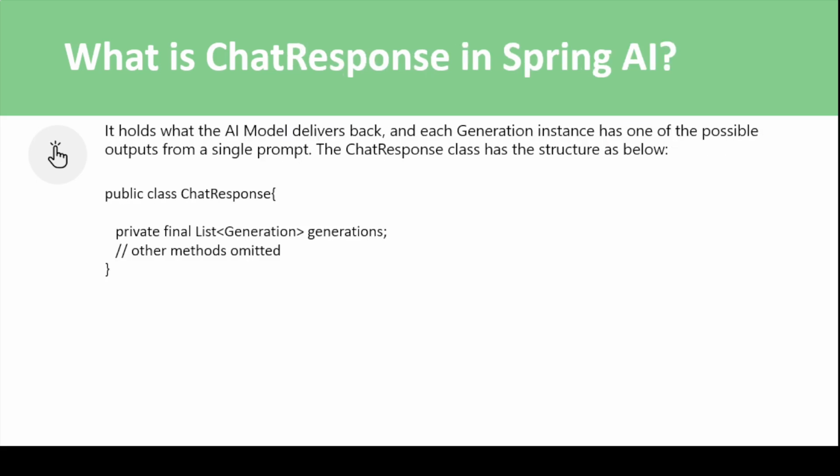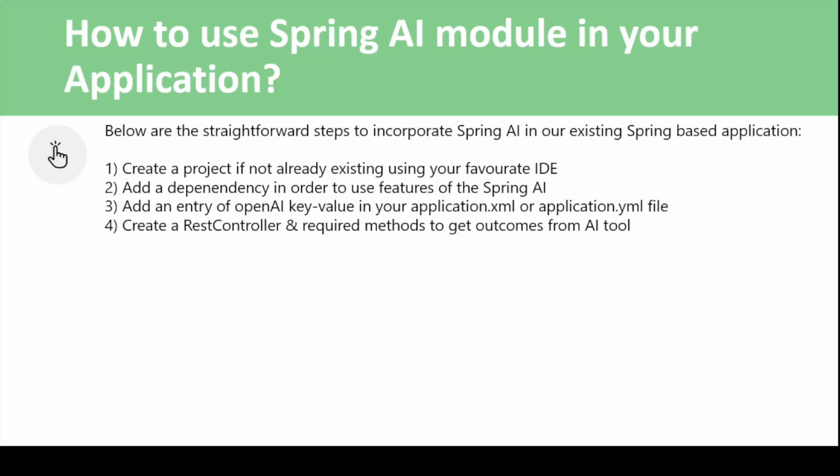And the chat response: this model delivers back a response, and each generation instance has one of the possible outputs from the single prompt. The chat response is a class structure like this one. It is a public class with a private final field that holds the generation methods. There are multiple other methods that I have not used here.